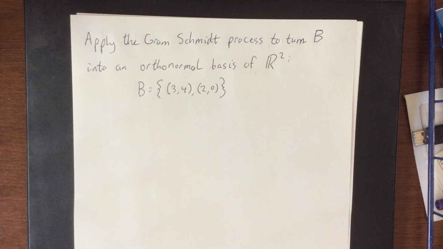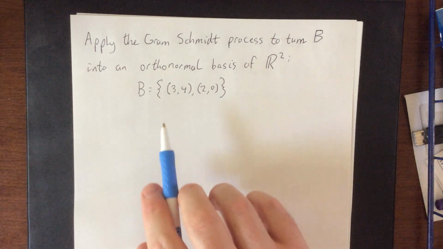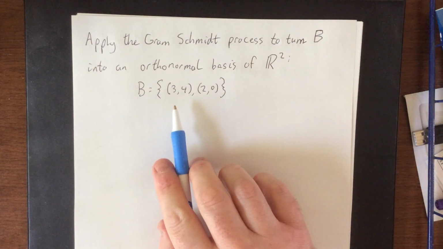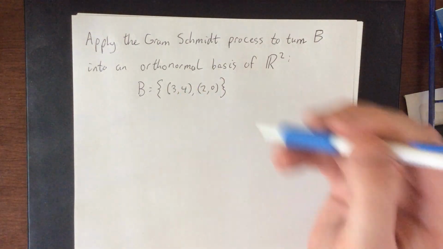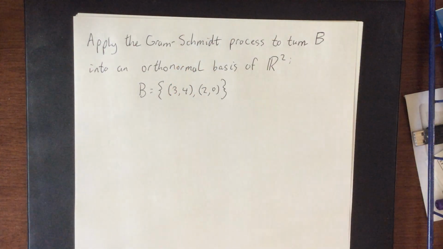In this example, we're going to start with a basis of R2. That basis will be comprised of the vectors (3, 4) and (2, 0). We're going to apply the Gram-Schmidt process to turn B into an orthonormal basis of R2. Now, given that we're already starting with a basis, we simply need to go through the two steps to turn it into an orthonormal basis.